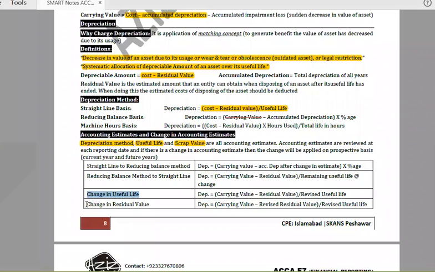In the same way, students, if there is change in residual value, once again we will use carrying value at the time of change in estimate instead of original cost. So whenever, please remember, it is just a common sense point, whenever there will be change in estimate, you will use carrying value instead of original cost, and you will use all the revised values.